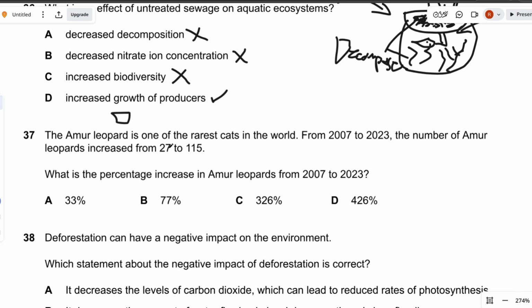The Amur leopard is one of the rarest cats in the world. From 2007 to 2023, the number of Amur leopards increased from 27 to 115. What is the percentage increase in Amur leopards from 2007 to 2023? In order to calculate the percentage increase, we have to do the change in the two values divided by the original value, multiplied by 100. So that'll be the new value, which is 115, minus the original value, which is 27, divided by the original value, which is 27, multiplied by 100. Let's calculate that.